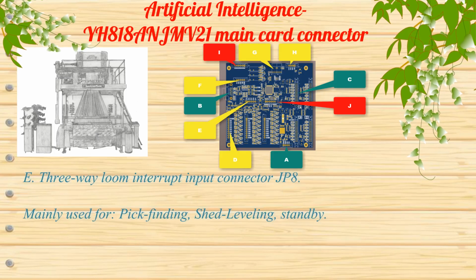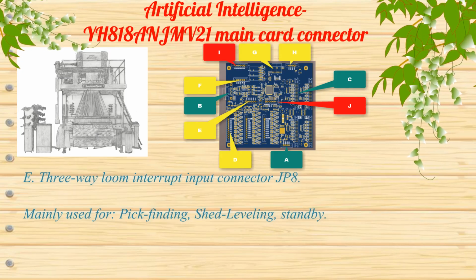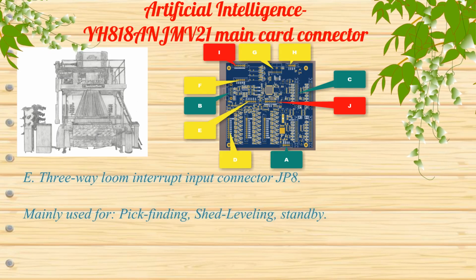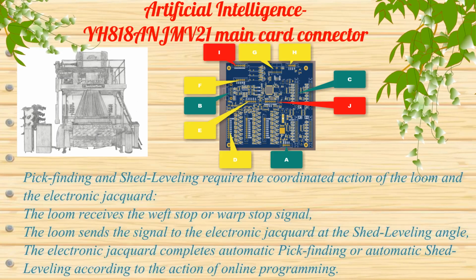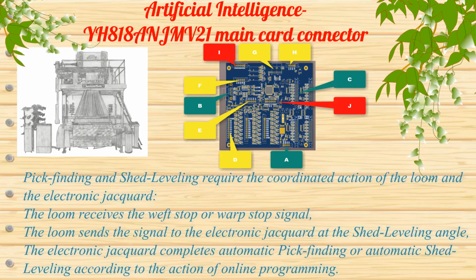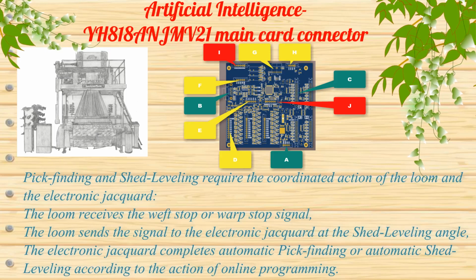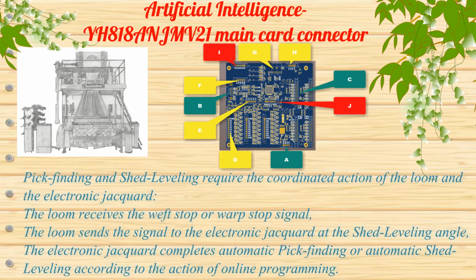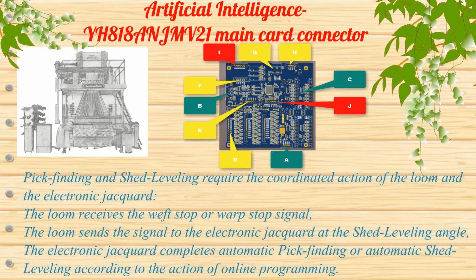E. 3-way loom interrupt input connector JP8. Mainly used for pick finding, shed leveling, standby. Pick finding and shed leveling require the coordinated action of the loom and the electronic jacquard. The loom receives the weft stop or warp stop signal. The loom sends the signal to the electronic jacquard at the shed leveling angle. The electronic jacquard completes automatic pick finding or automatic shed leveling according to the action of online programming.